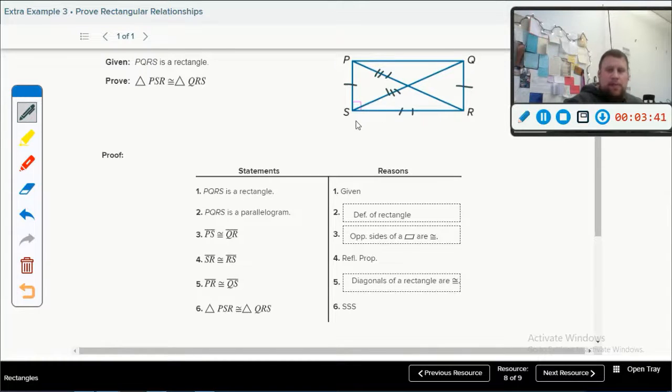So we now have a property called side, side, side. And in triangles, if you have all three sides equal to each other, then it means those triangles are also congruent. So we can say triangle PSR is congruent to triangle QRS by side, side, side.